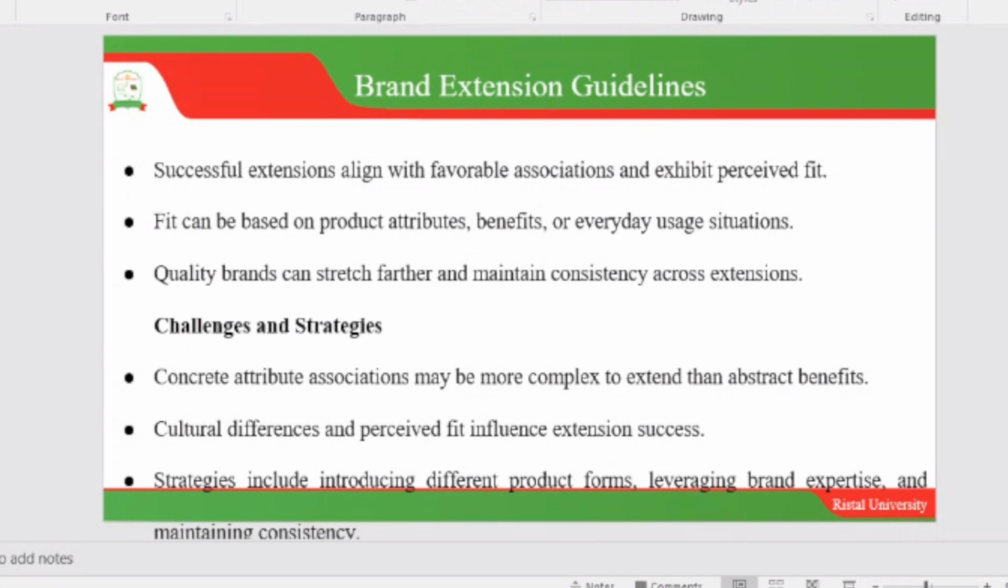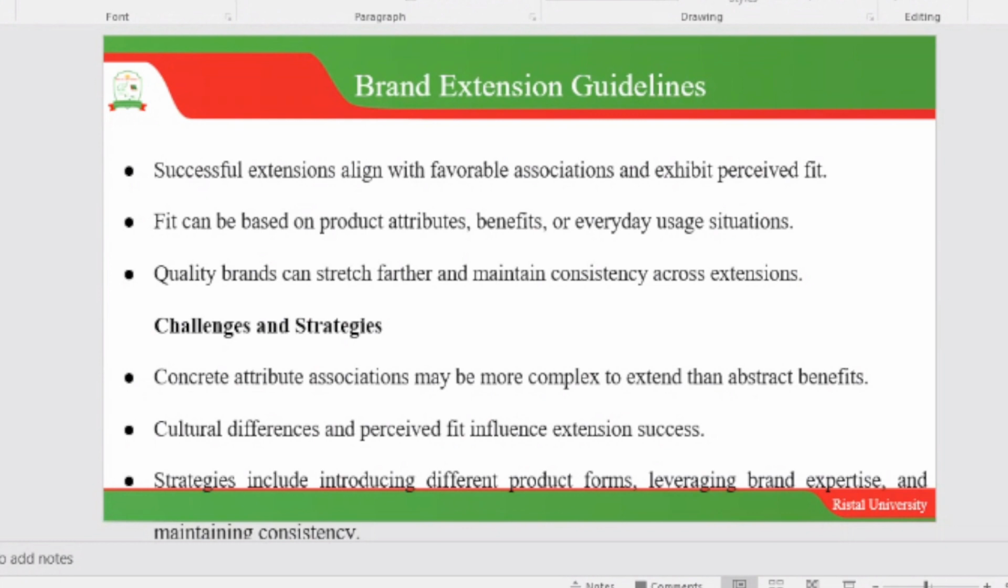And also, quality brands can stretch further and maintain consistency across extensions. So if you have a quality brand, you can always maintain that same brand even with your different extensions. You may not need an upgrade of a particular product, but you may just need to have consistency. For example, brands such as MTN and so forth can extend across any measure, and they may not have any problems because of their consistency.